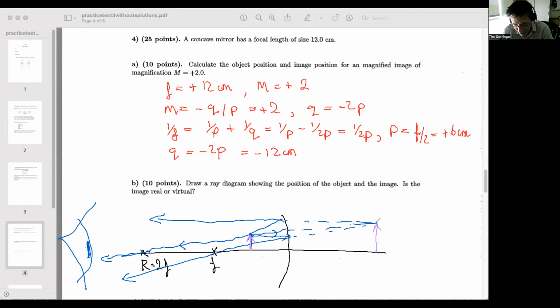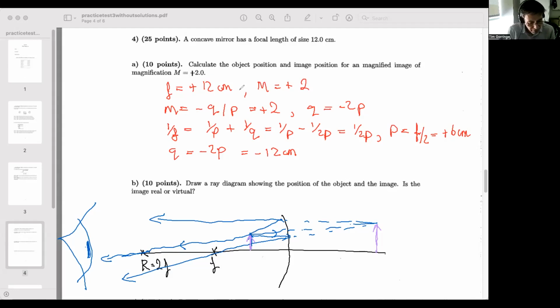You see some features here. The object was 6 centimeters in front of the mirror. The image is 12 centimeters behind the mirror. That looks about right. The image is twice as big as the object. That looks about right. And the image is upright. It's the same way up as the object. And that's obviously right here. And so that's a sketch that corresponds to this calculation upstairs.